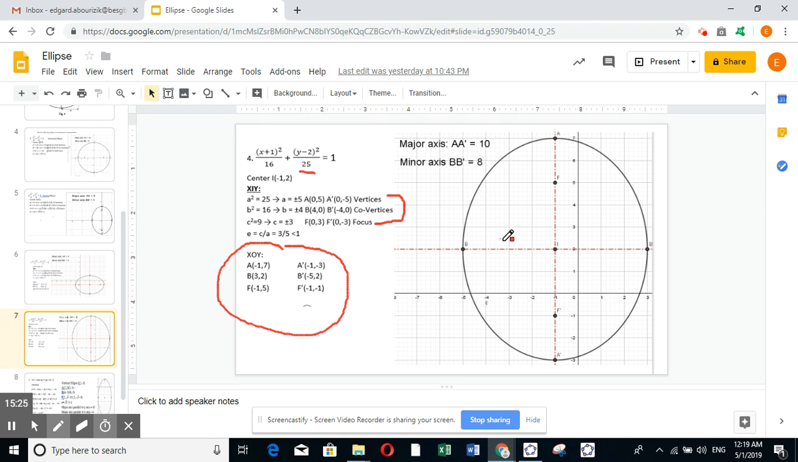So if I graph it, this is the center, (-1, 2). A is (-1, 7): I go 7 up. A prime is (-1, -3): I go down to minus 3. B is (3, 2), and the other is (-5, 2). And you have the foci, you can put them. If you want to talk with respect to the red one, x', y', you go upward 5, downward minus 5, as you can see here. To the right, (4, 0): 1, 2, 3, 4, and (-4, 0). But concerning me, if I'm asking about vertices, you must put these, not these. This will be wrong.